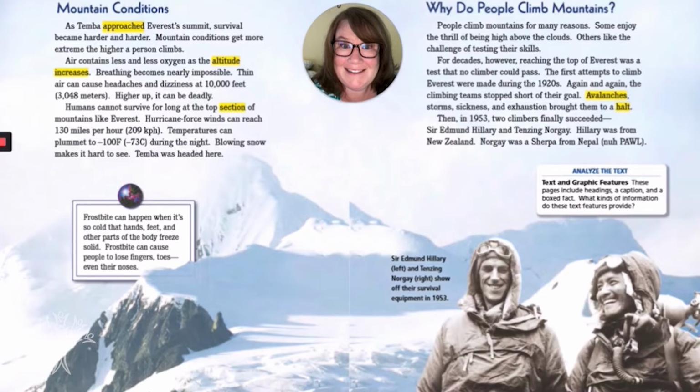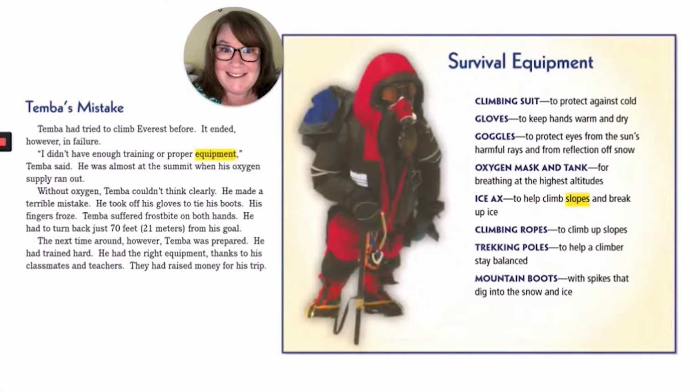The first attempts to climb Everest were made during the 1920s. Again and again, the climbing teams stopped short of their goal. Avalanches, storms, sickness, and exhaustion brought them to a halt. Then, in 1953, 2 climbers finally succeeded, Sir Edmund Hillary and Tenzing Norgay. Hillary was from New Zealand. Norgay was a Sherpa from Nepal.